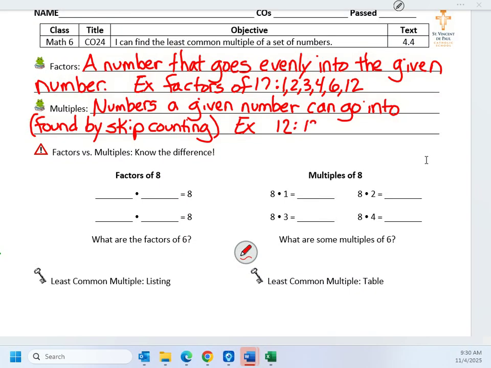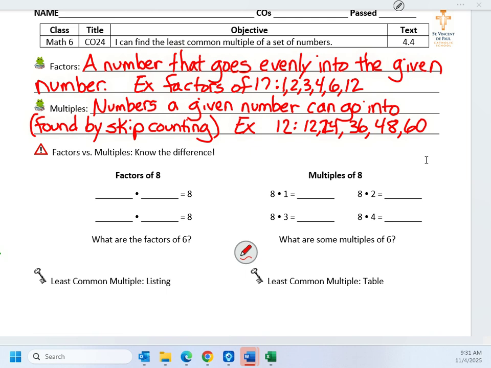would be 12 times 1 is 12. 12 times 2 is 24. 12 times 3 is 36. 12 times 4 is 48. 12 times 5 is 60. I'm skip counting by those 12s. I'm multiplying up. I always have friends accidentally do greatest common factor instead of multiples.